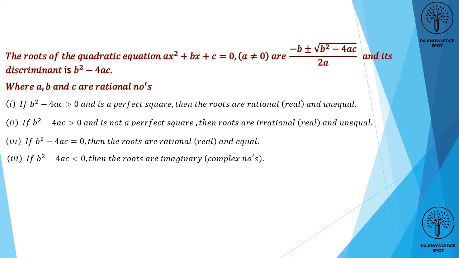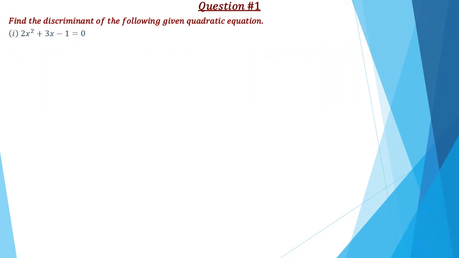Now after this is your question number 1. Find the discriminant of the following quadratic equation. Now this is a simple quadratic equation in front of you. What you have to do is compare this with the quadratic equation, that is ax square plus bx plus c is equal to 0. This is the general or standard form of the quadratic equation. Now tell me, what is a? A is 2. Now guess what is b? B is 3 and c is minus 1.